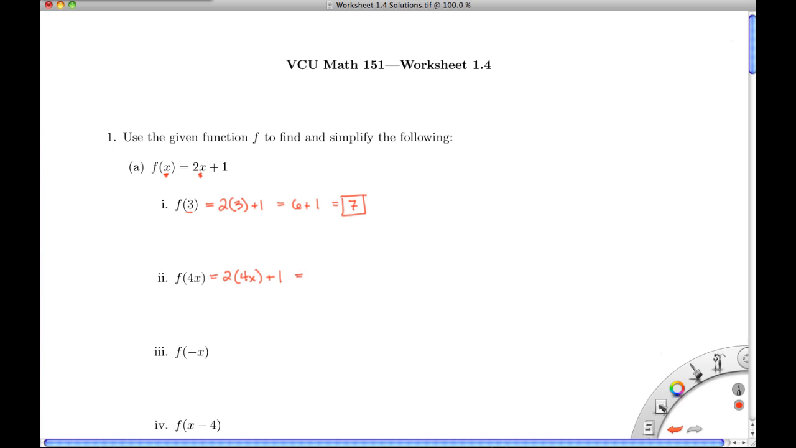Now, in the process of simplifying, which is sometimes the trickiest part of these, we're going to want to distribute the 2 to the 4x. And in doing so, we're going to end up with 8x plus 1. And that's really as far as we can take it. We've got any x terms combined, we have any constants combined, and there we go.